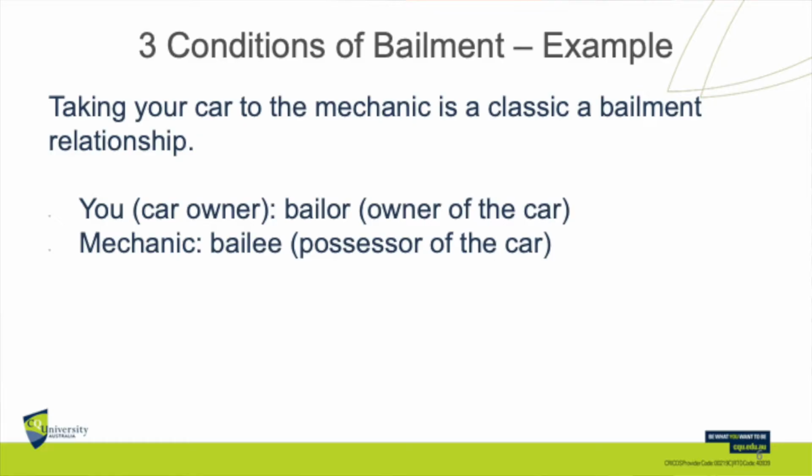To explore those 3 conditions a little bit further, let's look at a classic example of taking your car to a mechanic. In that scenario, you own the car, so you're the bailor. When you take the car to a mechanic for a service, they take possession of the car, so they're the bailee. Here you can see the separation of possession and ownership. You still own the car because it's your car, but the mechanic has control over it. They've got the keys, they can drive it around.